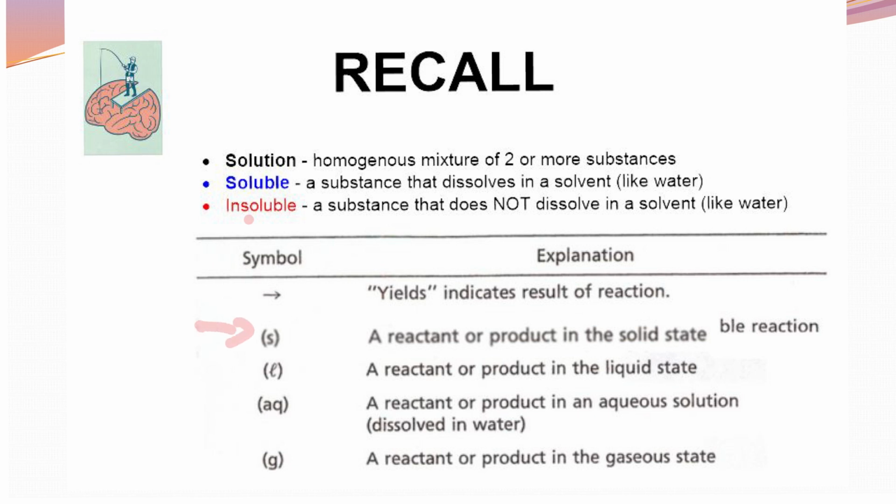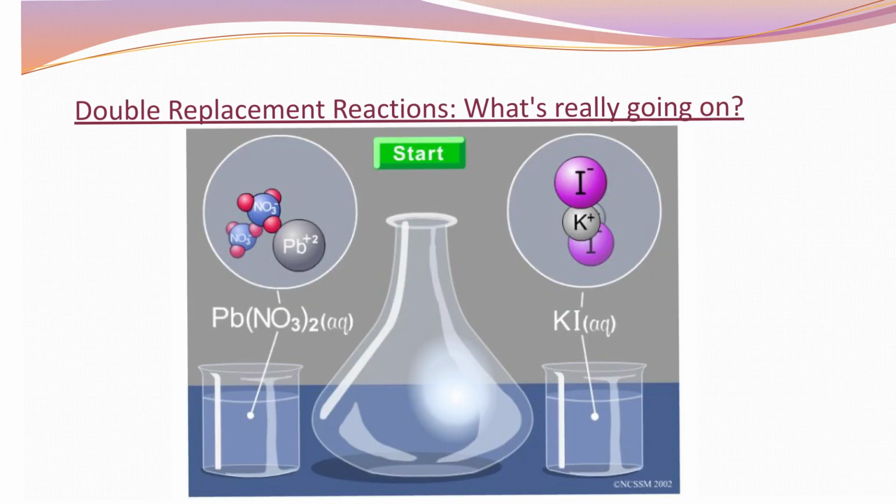And then here are the different ways you write out the states of matter when we're looking at a chemical reaction. So you write this as a subscript, kind of right at the end of the compound. Let's look at another example, kind of zooming in. What's it going to look like when we take this lead nitrate and KI and mix them together and see what happens?